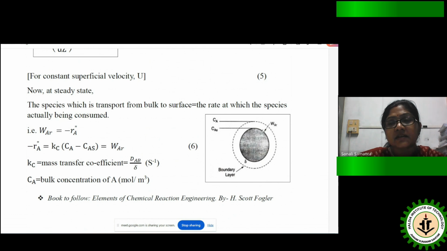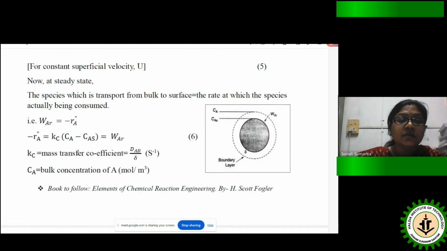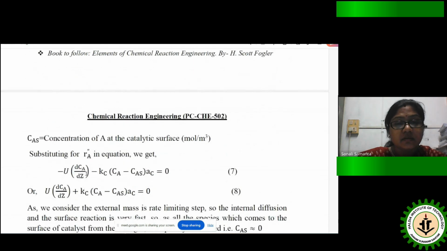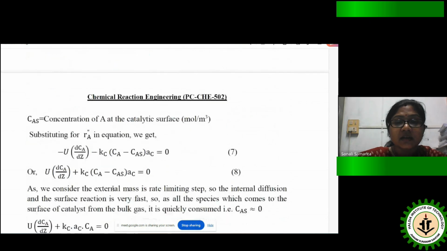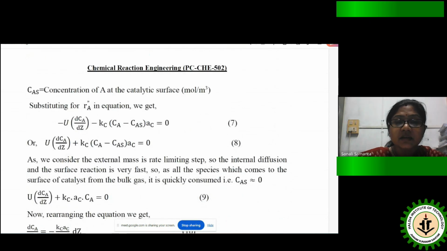So whatever species A comes to the surface of the catalyst, they are quickly consumed. There will be no leftover A at the surface. They are quickly consumed and converted to the products C and D. So in that scenario, we consider CAS is approximately 0.